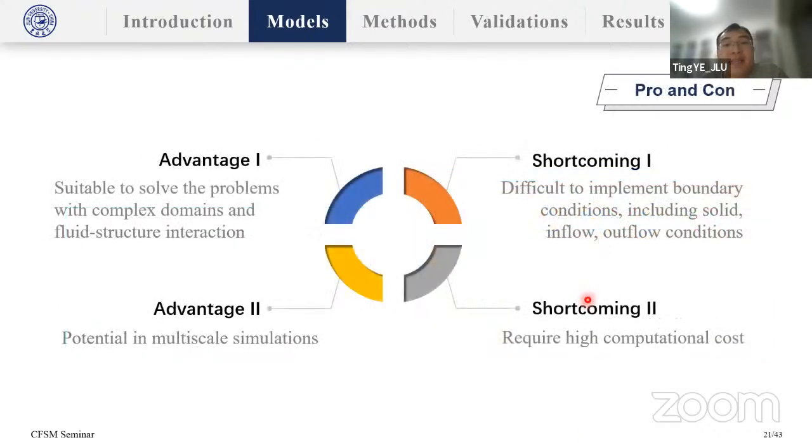Okay, the SDPD-IBM model has two sides. Clearly, it is suitable to solve problems with complex domains and fluid structure interaction. And also, it may be potential in multi-scale simulations. But there are two obvious disadvantages. One is boundary condition, and the other is computational cost.